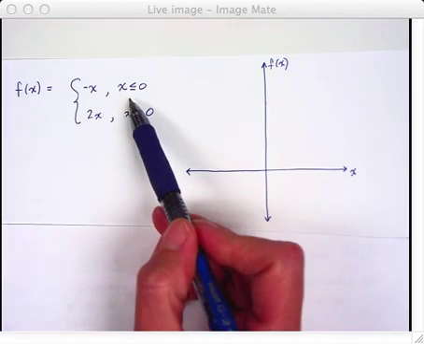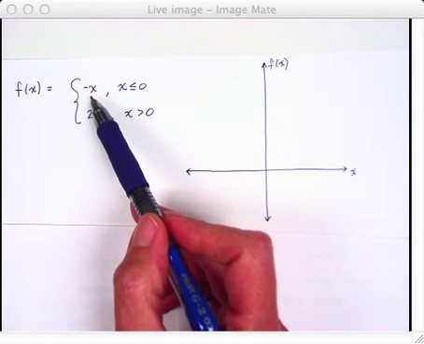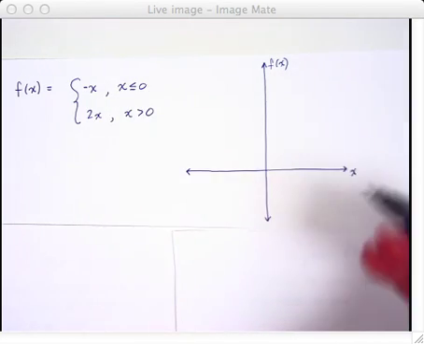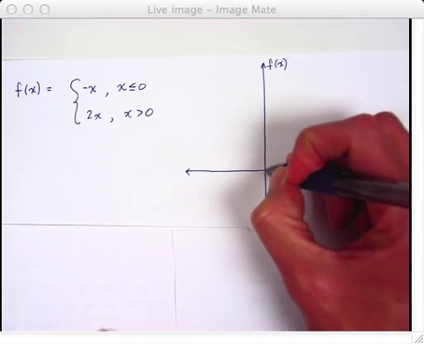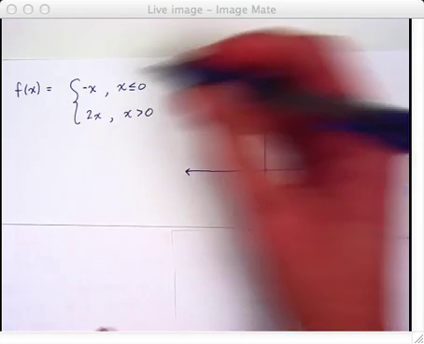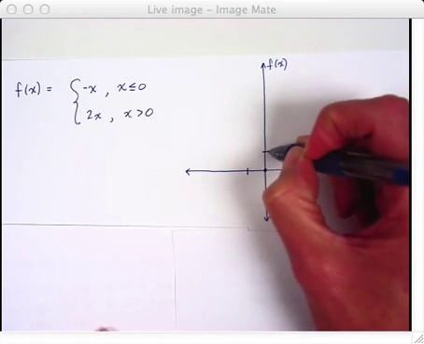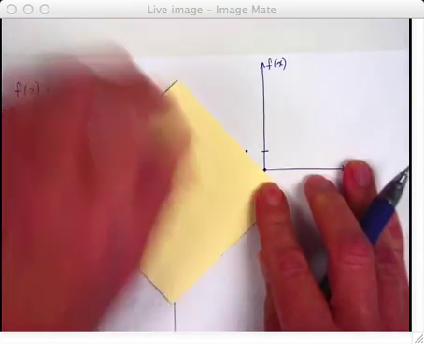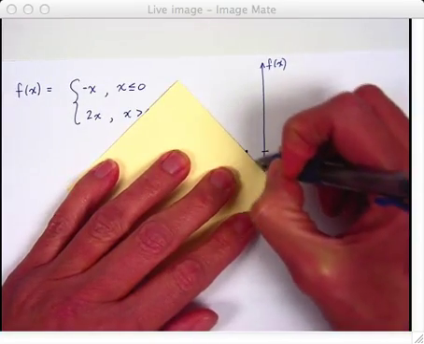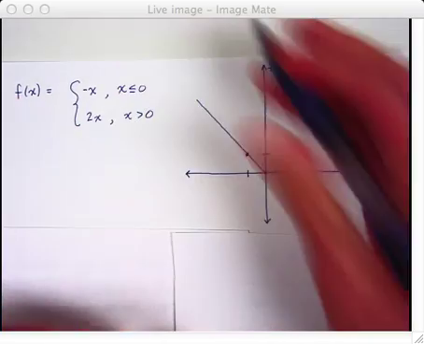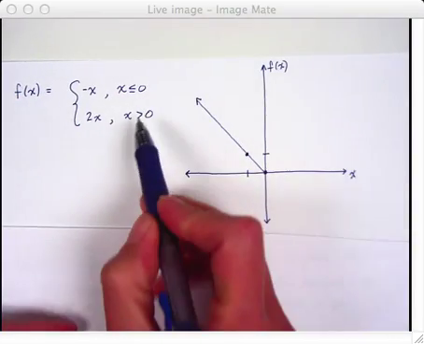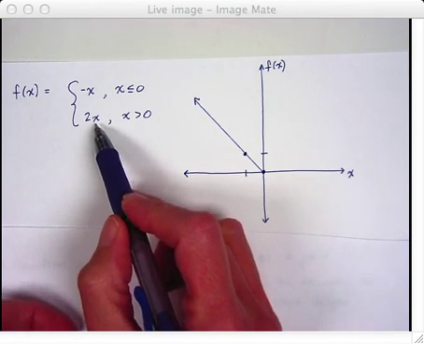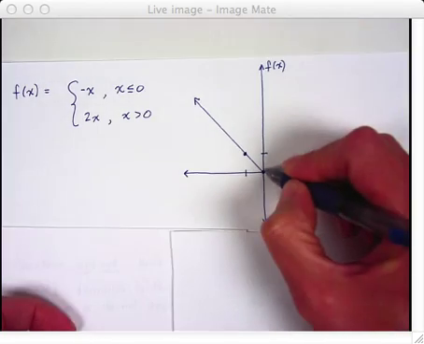So according to our piecewise function, we want to draw the line y equals negative x for all the values of x that are less than or equal to 0. So that has a point at 0, 0, and a slope of negative 1. So I'm just going to draw like that. And then to the right of 0, your equation is y equals 2x. So that goes through 0, 0 and has a slope of 2.